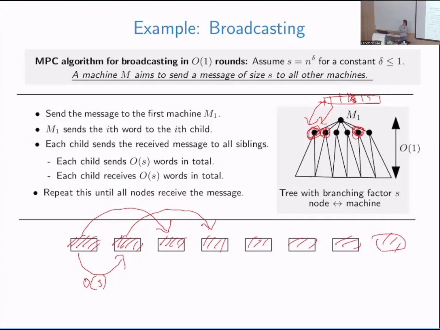In the second round, each child sends its message to all its siblings. Because each child has at most S siblings, and it sends a single word to those S siblings, it can be done in constant rounds as well. In this way, at the end of the second round, all those S plus 1 machines have the same message.